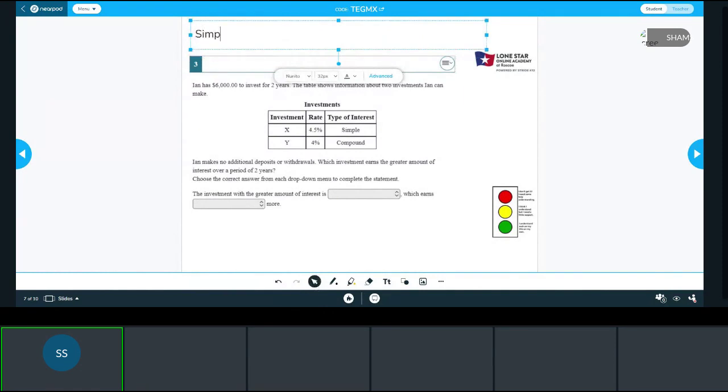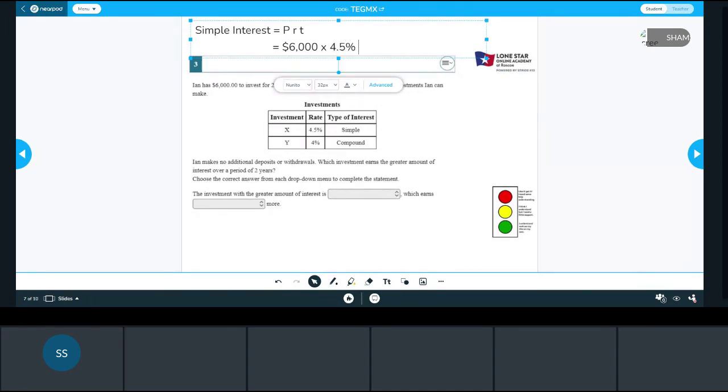Simple interest. We just looked at it in question 1, and I told you, how do you find simple interest? You do principal times rate times time. So here, let's see. Principal is the amount that Ian is going to invest. He's going to invest $6,000. R represents rate. How much is the rate? The rate is 4.5%. Times time. We also read the question. It says Ian's going to invest for 2 years. This will give him the answer.